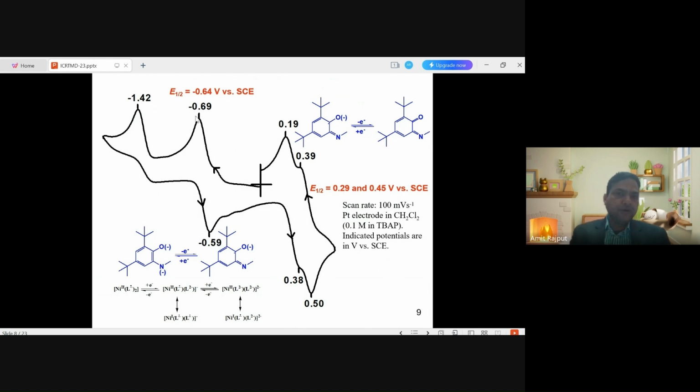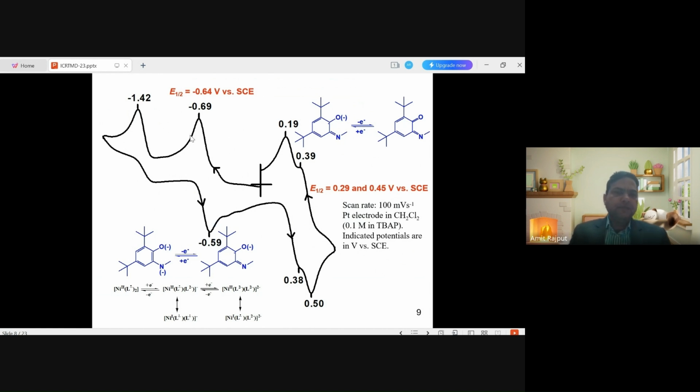Now similarly for the reductive responses, the first is due to the semiquinone to dianion of one ligand, because it accepts 1 electron and forms the dianion, and further accepts 1 electron. So this second reductive response is due to the acceptance of 1 electron by the semiquinone form to give the dianion form. Now here we can see E half equal to minus 0.64 volt, and it is almost a reversible behavior.